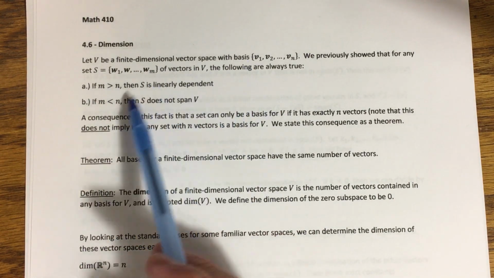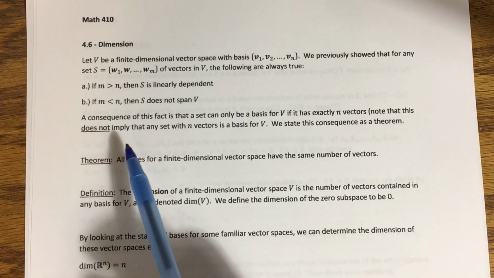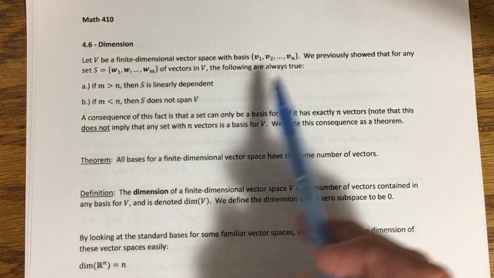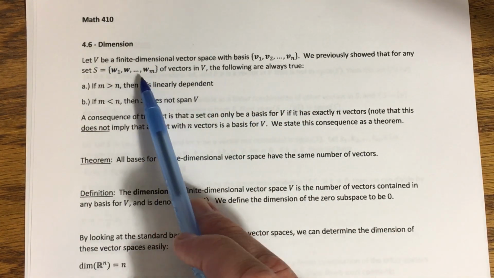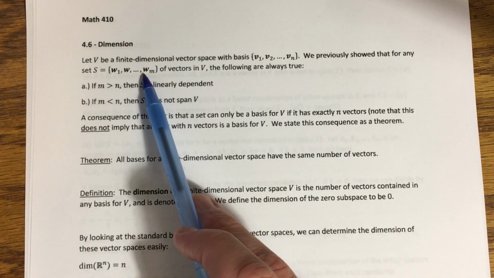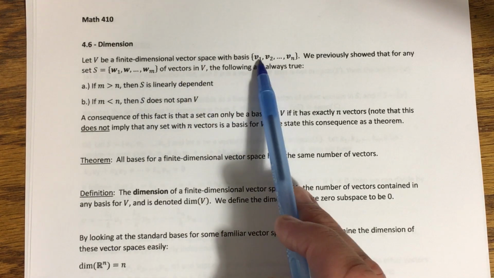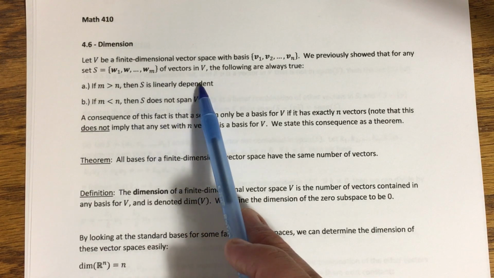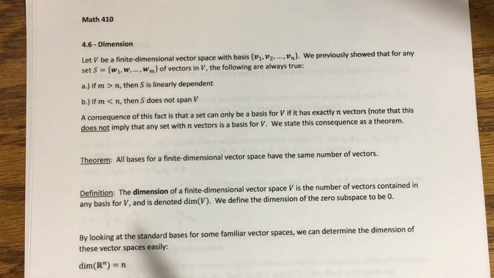If m is less than n, so if this set has less vectors than the basis, then it can't span your vector space. And so what that actually means is that if you have any set of vectors from V where the number of vectors in that set is different from the number of vectors in this basis, then there's no chance of this being a basis because it's going to fail one of those two conditions for a basis.